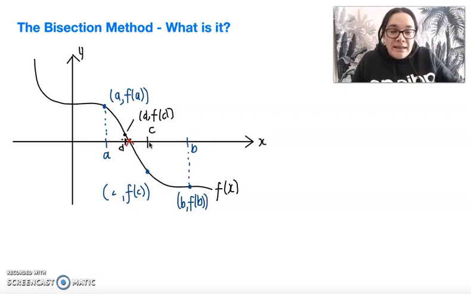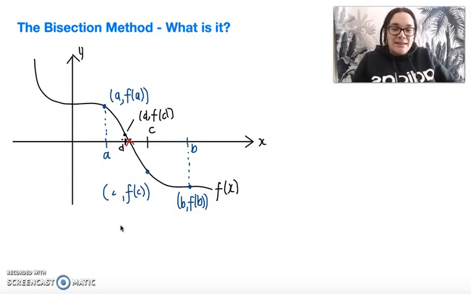Well, between D and C, the y coordinate on the left endpoint at D is positive, and at C, the right endpoint, it's negative. So I suspect my solution is between there. Let's double check though with A and D. The y coordinate of A is positive, and so is the y coordinate at D. So my solution is not going to be between A and D. That means from here on out, I'm going to repeat the process looking at the interval D to C. And I would halve it again and follow that same process.